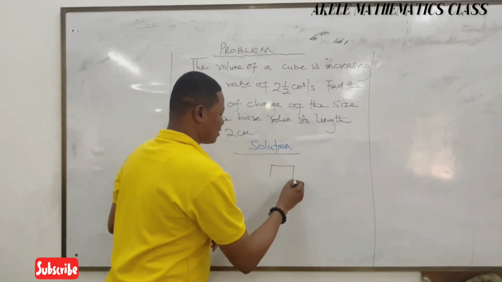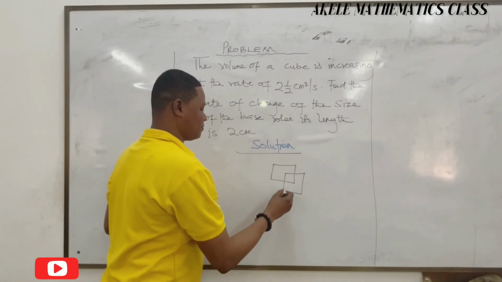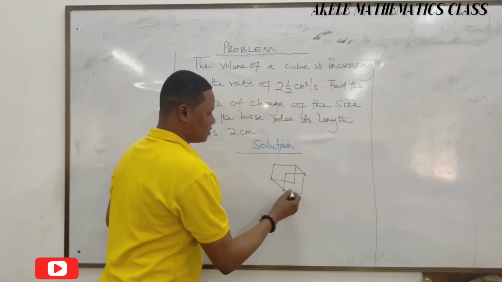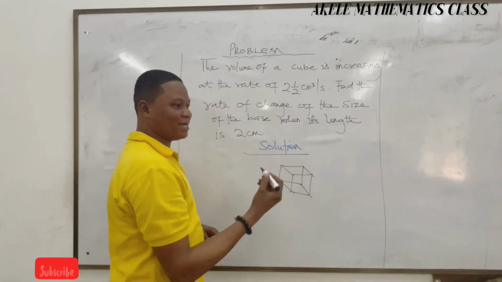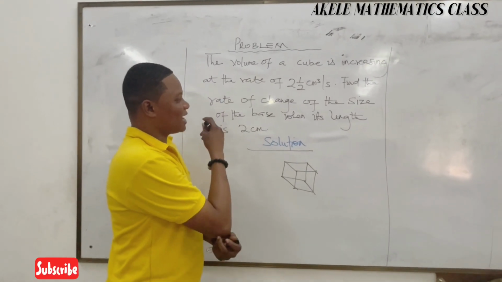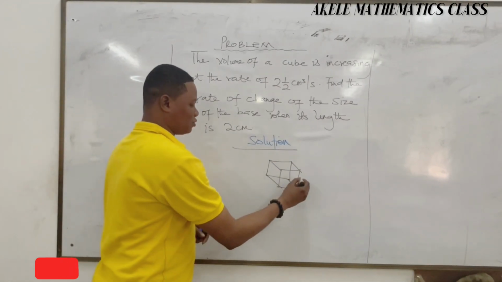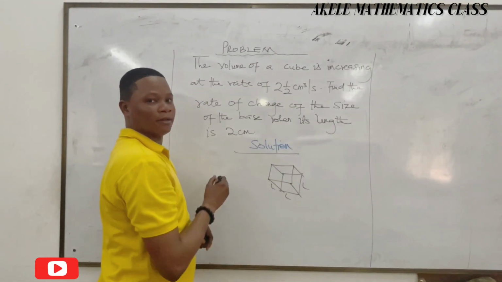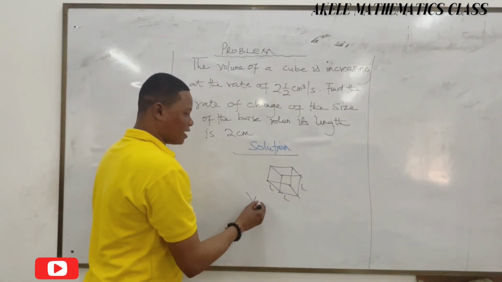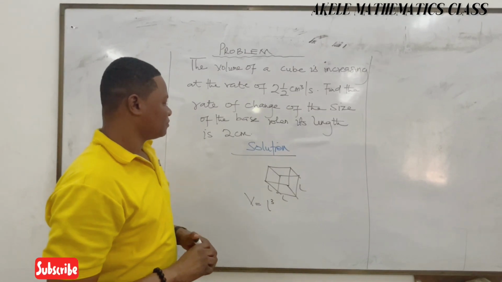Maybe the common one we all can do. I think this is the elementary one. So let the length of the side of the cube be L. If here is L, we know here will be L, and this side will be L. So the volume of a cube is given by what? L to the power of 3.